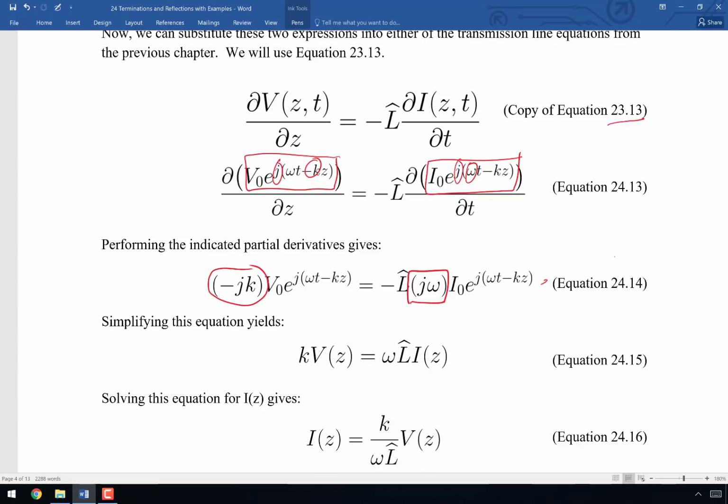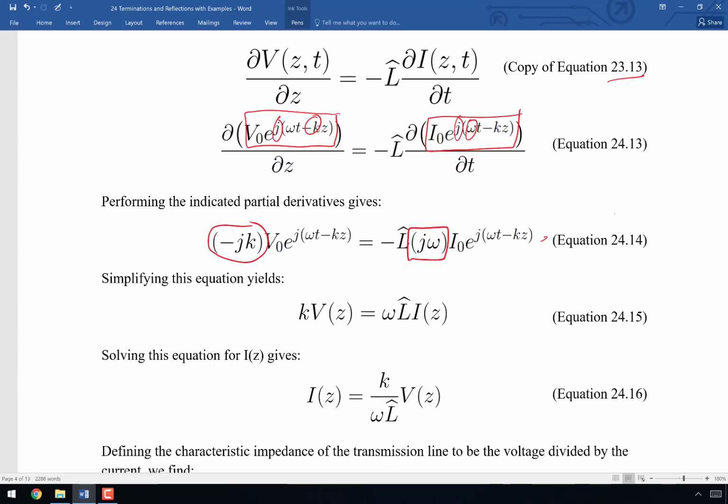So when I solve this equation, I'm going to cancel out the e to the j omega t components, but for now I'm going to leave the e to the negative jkz component. Then k times V of z, I'm going to cancel out the negative sign, and I'm going to cancel out the j.